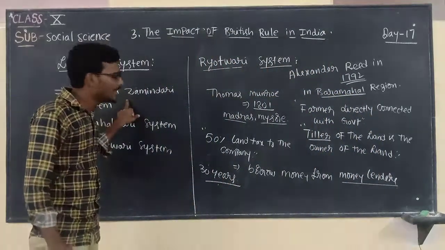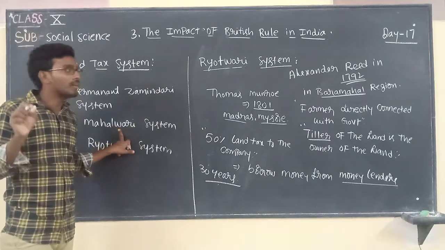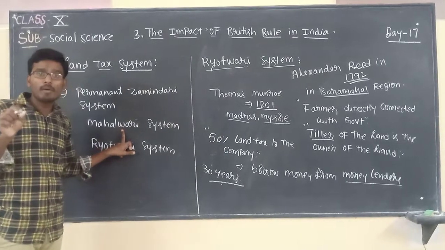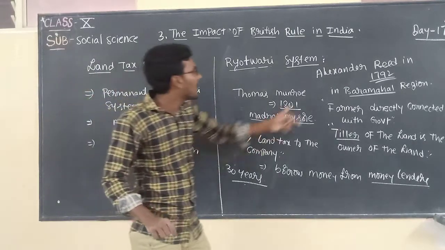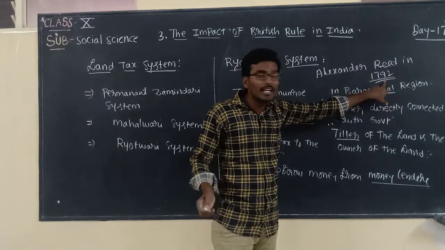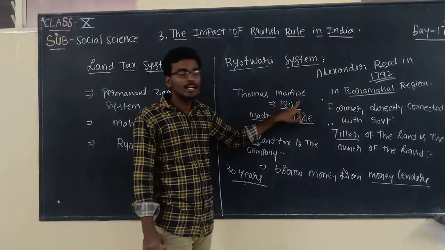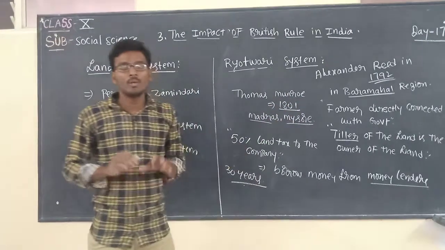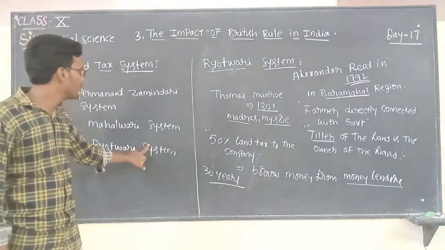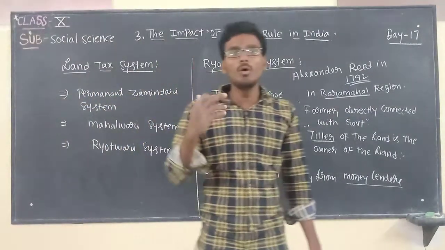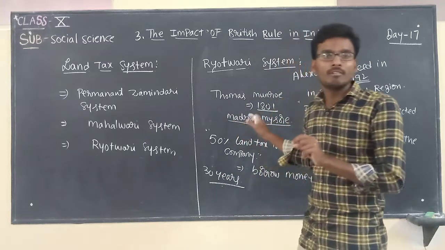Children, the Permanent Zamindari system was implemented by Lord Cornwallis, the Mahalwari system by R.M. Bird and James Thomson, and the Ryotwari system by Alexander Read in the year 1792. After that, it was again implemented by Thomas Munro in the year 1801. So far we discussed the complete information about the Permanent Zamindari system, Mahalwari system and Ryotwari system. As I told you already, the differentiation is very, very important from this concept.